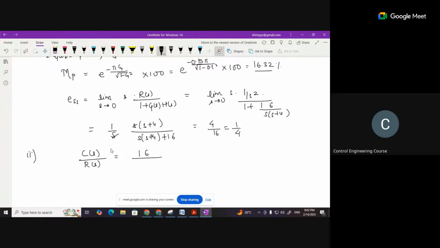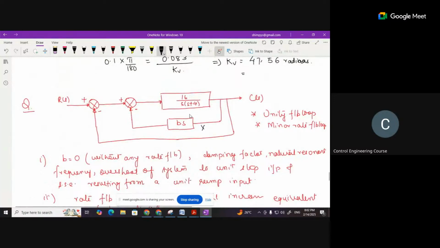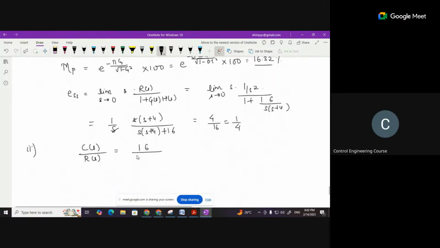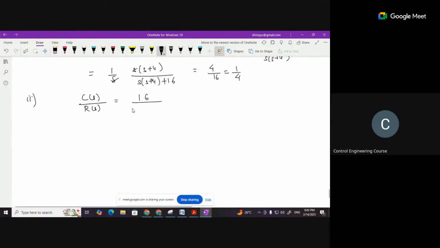If we are considering this feedback loop, you solve it as 16 by s(s plus 4), taking Bs into account, and then again you solve for C(s) by R(s). It will come out to be 16 by s square plus (4 plus 16B)s plus 16. I'm just telling you the steps. You compare it with the standard equation. Omega n square will be 16, which will give you the value of omega n to be 4.